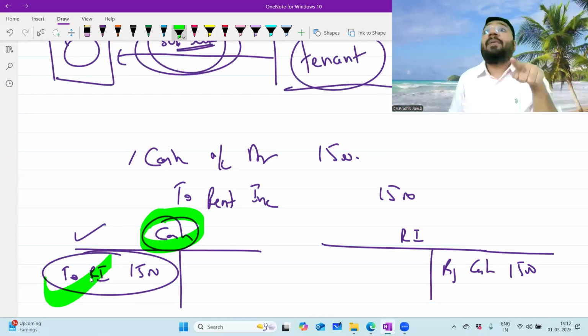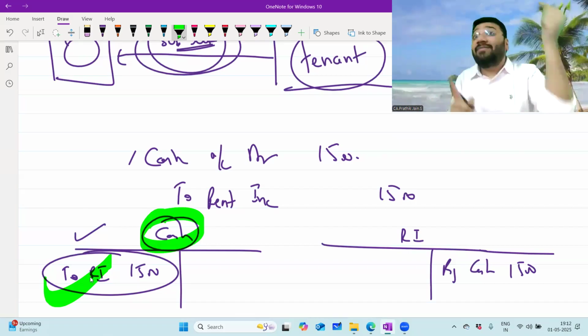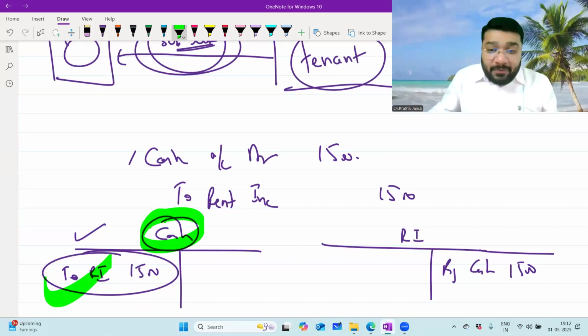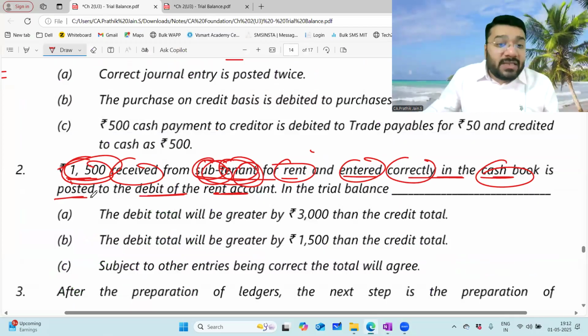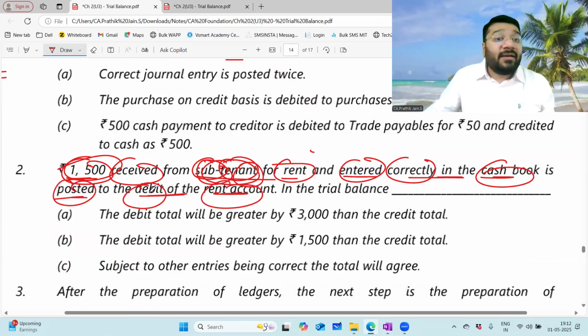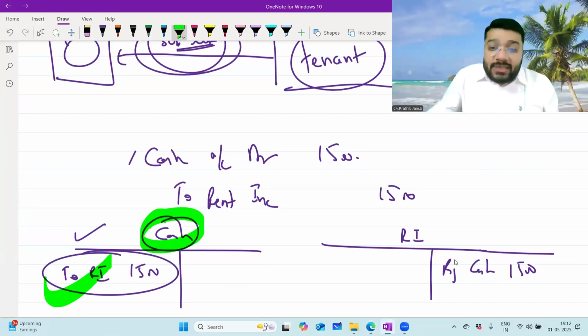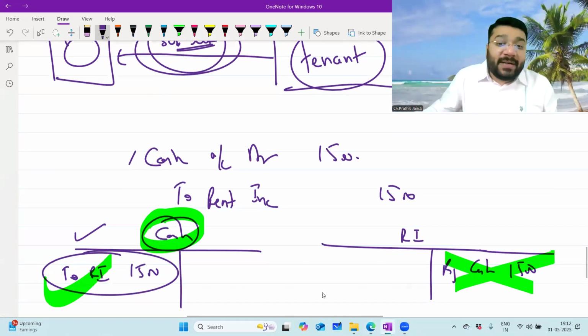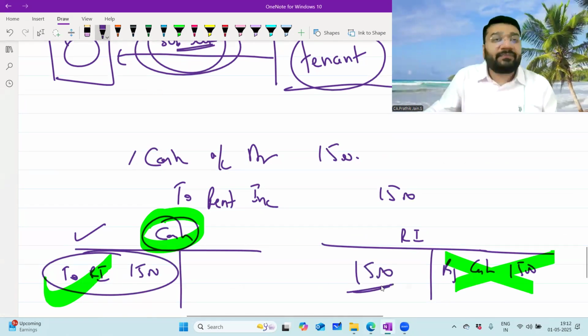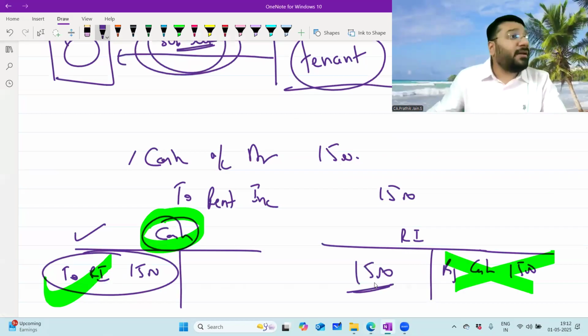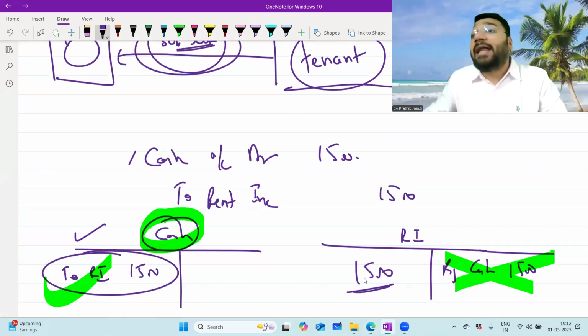So the other part, where I should record in some other ledger, which side? Credit side. But they are telling that this has been posted to the rent account. Which side? Debit side of the rent account. So instead of recording here, they are recording 1,500 in the debit side of the rent account. Error or not error? 100% error. And because of this error, will the trial balance tally or not tally?